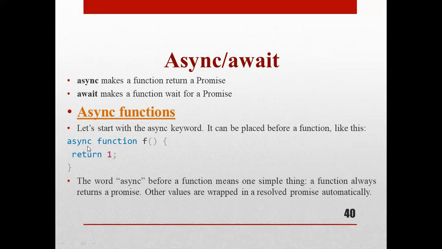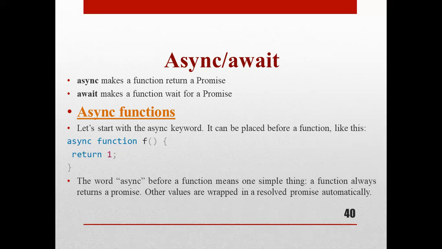Okay, so here is an asynchronous function f, then the body of that function. The word async before a function name means that the function always returns a promise. If you place the async keyword before a function name, it always returns a promise. Other values are wrapped in a resolved promise automatically.